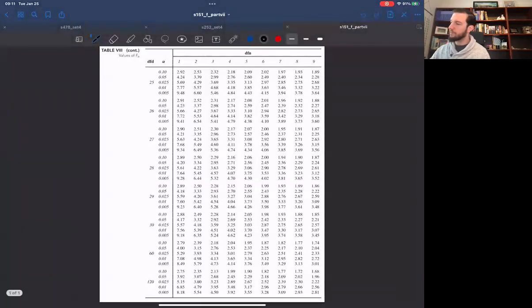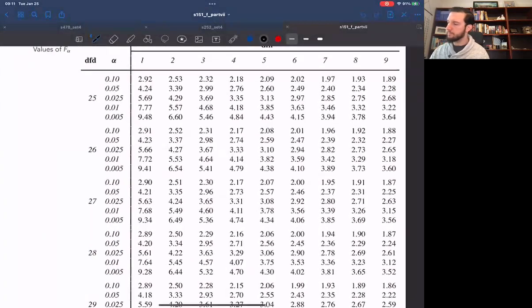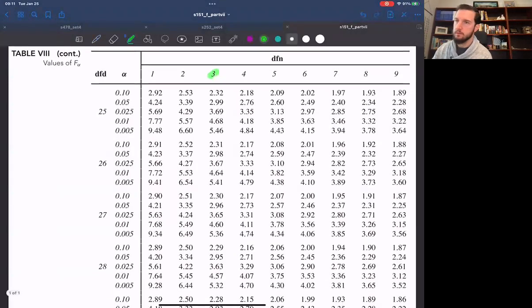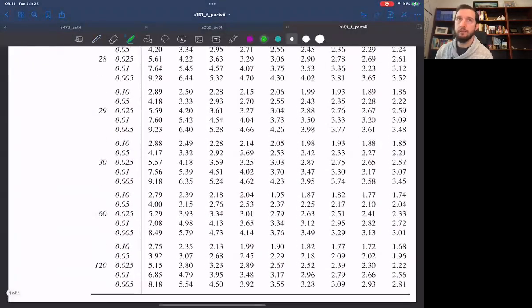In this situation, we have 3 degrees of freedom in the numerator, and we have 97 in the denominator. So clearly we don't actually have 97 on the F table. So we round down. Whenever we're working with degrees of freedom, we always round down. So that gives us 60 as the next value that we can consider. So we're on 3 and 60, 0.01, which is 4.13.